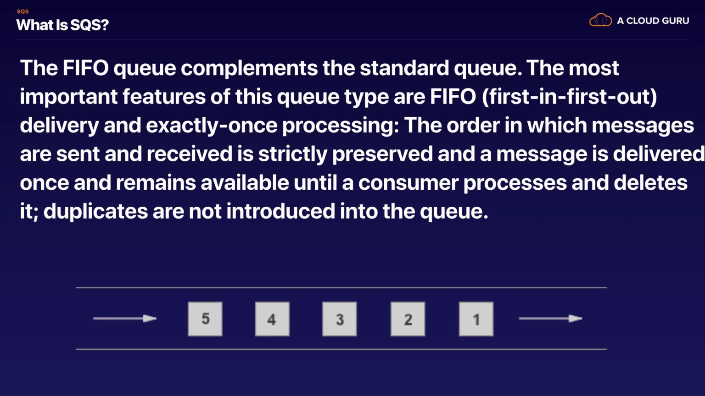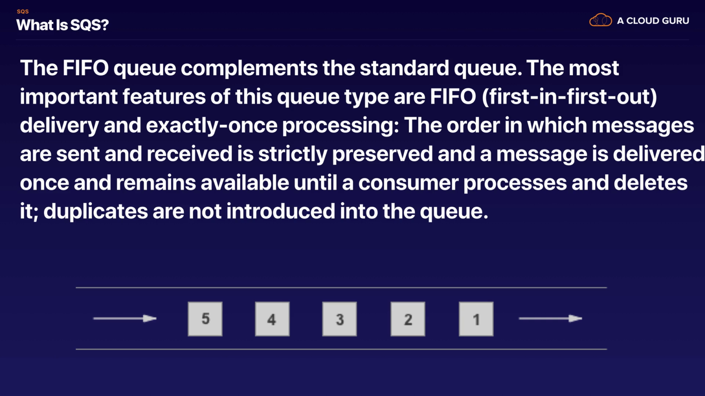So the FIFO queue complements the standard queue, and the most important feature of this queue is that they're first in, first out. So they are definitely ordered, and you'll get exactly one-time processing. So the order in which the messages are sent and received is strictly preserved, and a message is delivered once and it remains available until the consumer processes and deletes it. Duplicates are not introduced into the queue.